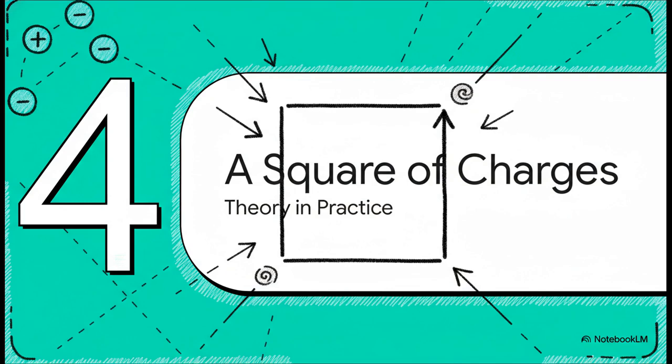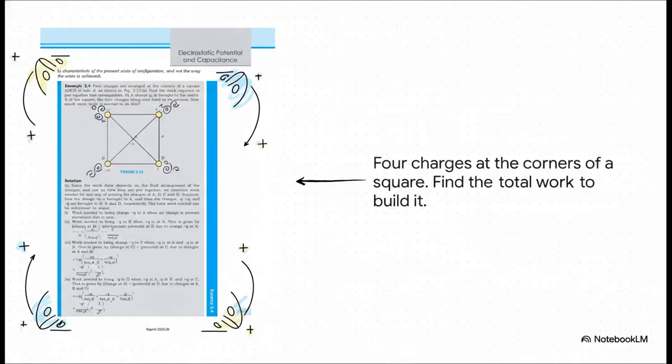All right, that's enough theory for now. Let's get our hands dirty and see how this actually works with a concrete example. We're going to build a square of charges. So here's our mission. We need to figure out the total work it takes to put 4 charges on the corners of a square with sides of length d. And notice they're not all the same. We have a positive q, then a negative q, then another positive q, and a final negative q at the corners A, B, C, and D.